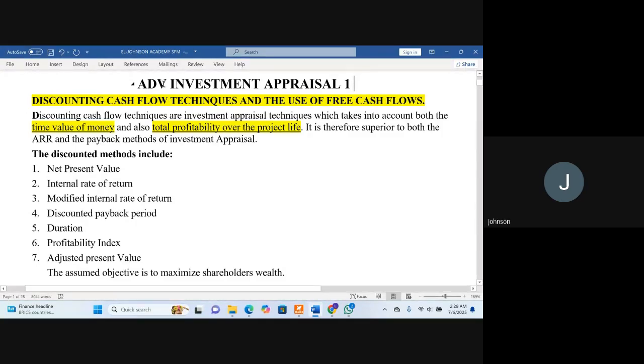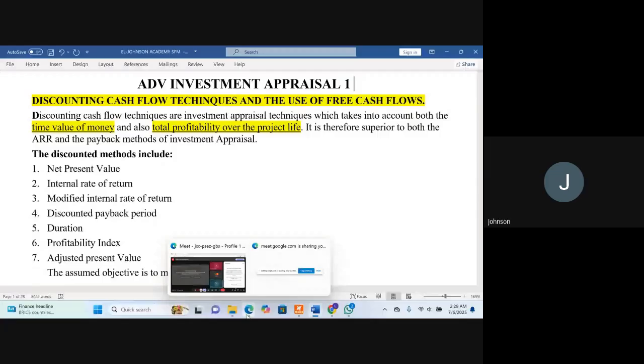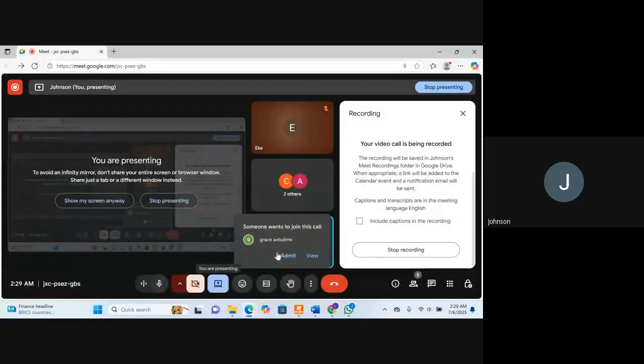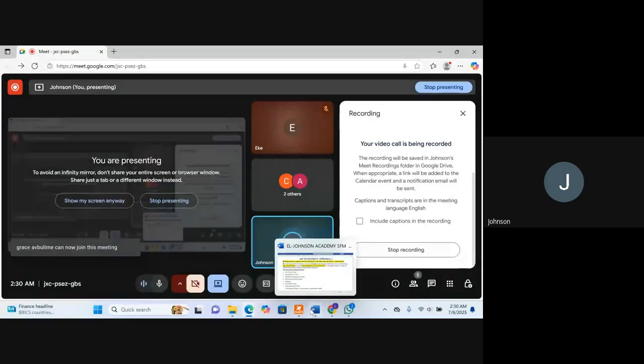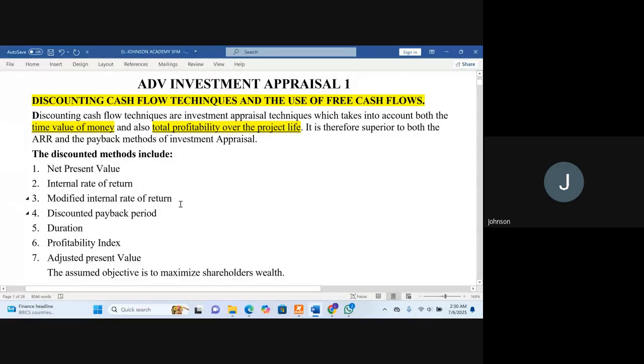So now, what is advanced investment appraisal? When you were in the other stage, maybe when you were in skills, you have looked at investment appraisal techniques before. Those ones are not discounted methods. But now with this advanced investment appraisal technique, we are going to be looking at discounting of cash flows, the techniques of discounting cash flows, because we know what we call the time value of money.